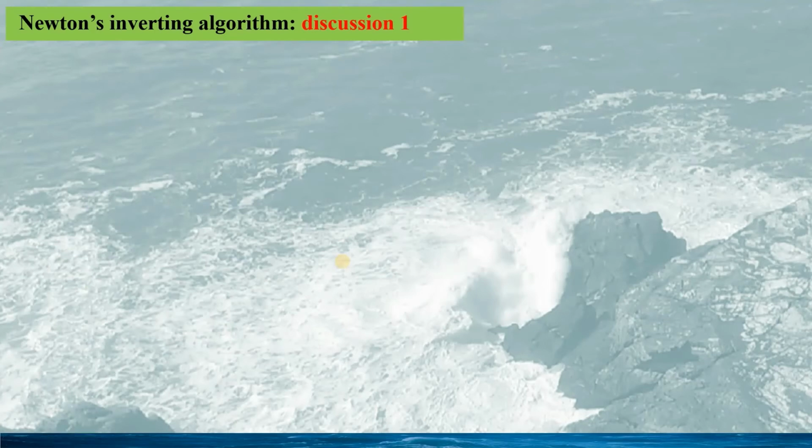Having talked about the correctness of Newton's inverting algorithm, we should be careful in interpreting it. Here, I would like to make some discussions based on my personal understanding of this issue. I didn't find the relevant information in the references. The discussions here are about how we can interpret the inverting algorithm and the inverse series.